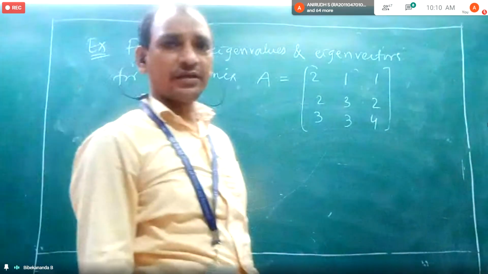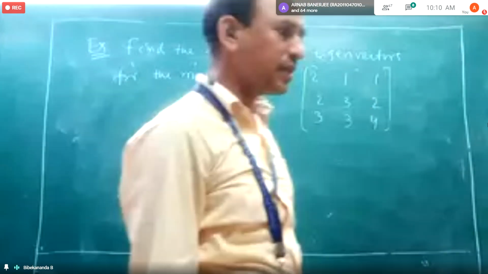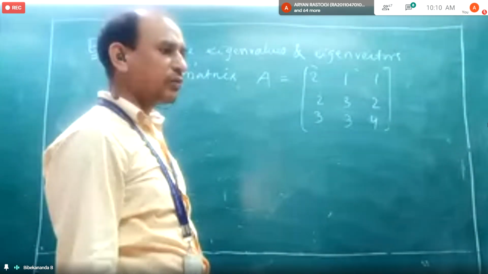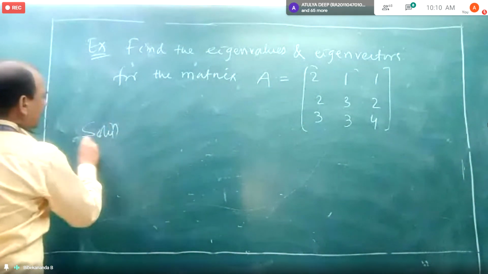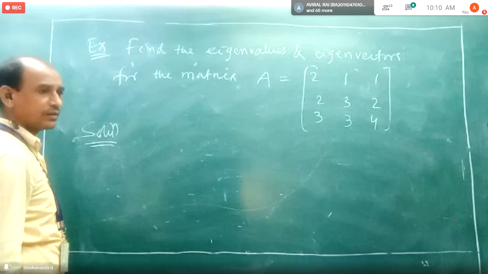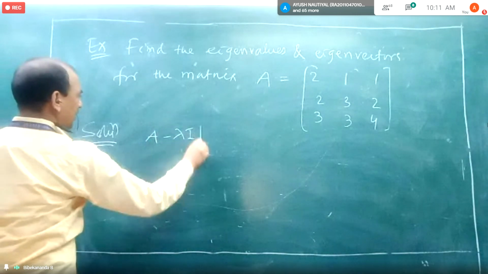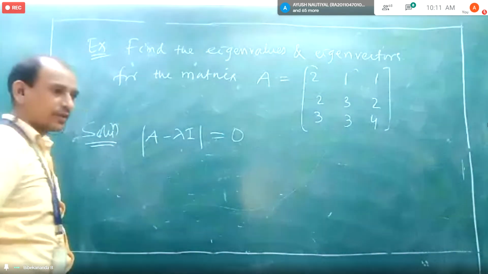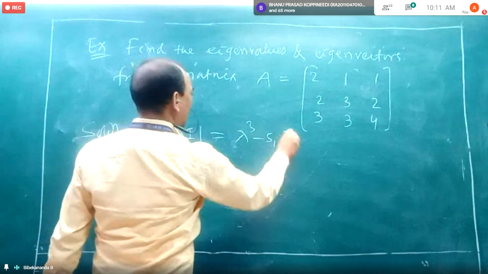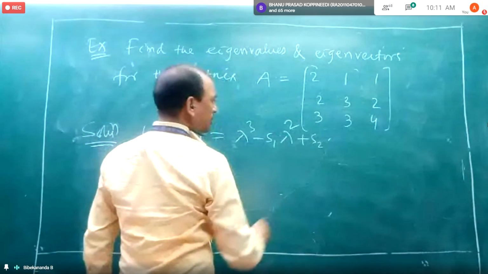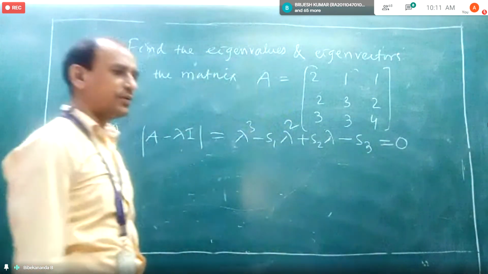This is your matrix. So first of all, we have to find the characteristic equation. How can we find the characteristic equation? By subtracting lambda from the diagonals: determinant of A minus lambda I equal to 0. And this is nothing but lambda cubed minus s1 lambda squared plus s2 lambda minus s3 equal to 0.